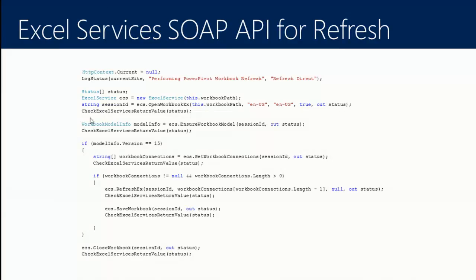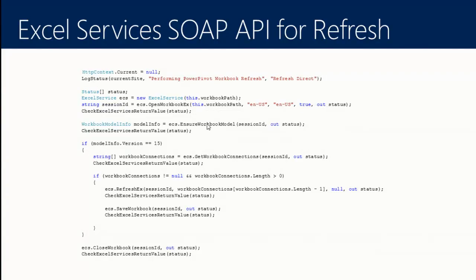Next, you will need to send a method call called ensure workbook model, because Excel services, when you open a workbook, doesn't necessarily load the data model. For performance reasons, as long as you don't really interact with the data, oftentimes Excel services just shows you what's in the workbook cache.